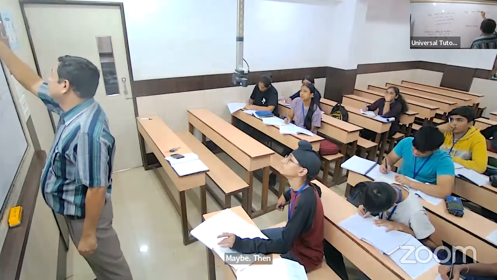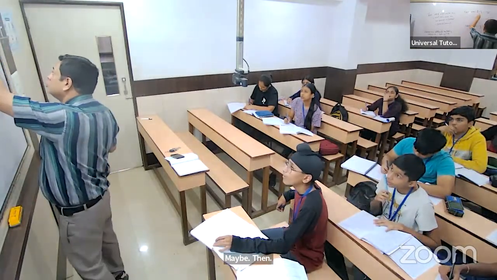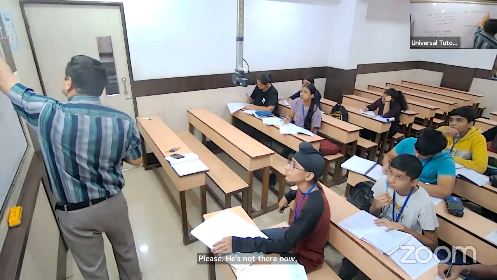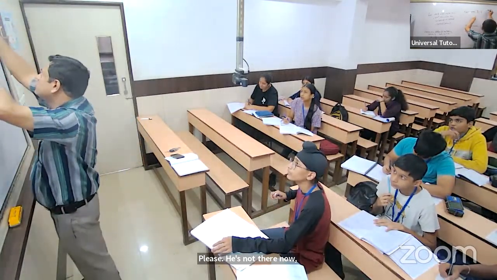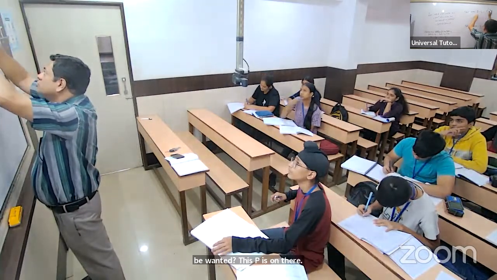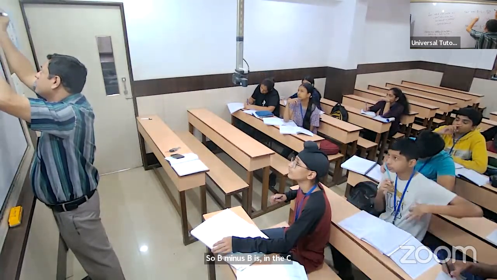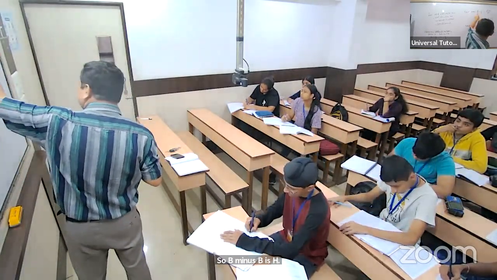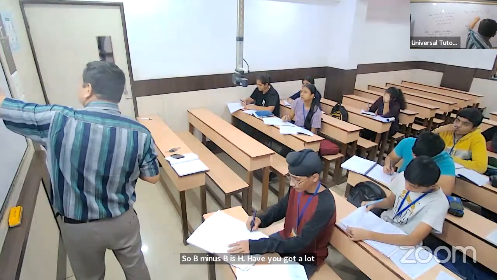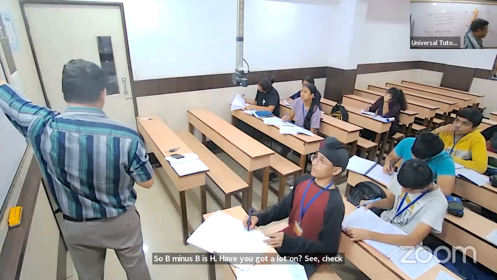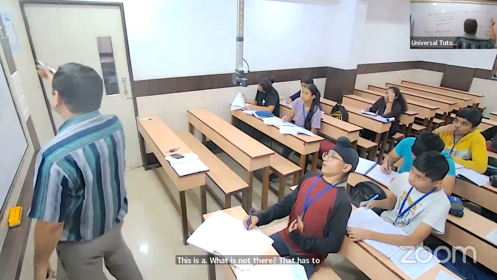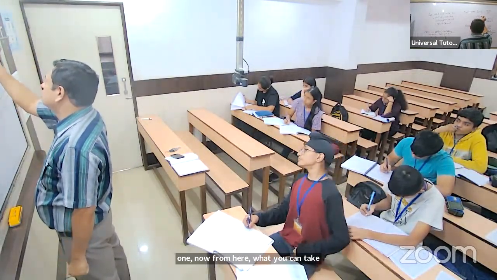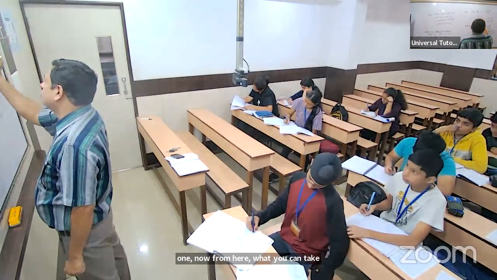Then numerator: minus b times b, minus b², plus a times c, plus ac. Are you followed or not? Check once again, those who are not followed. This a is there, this is ab. What is not there has to be multiplied on the numerator. Now from here, what can you take common? Minus you take common. Left out is (b² − ac) upon ab.